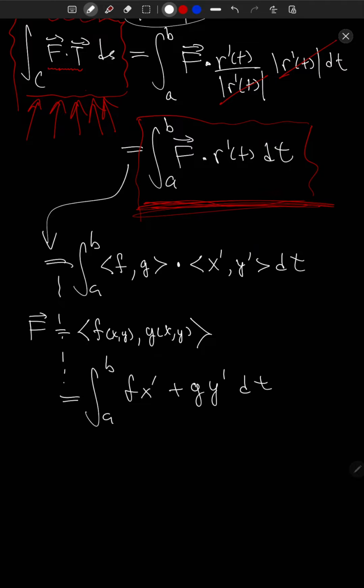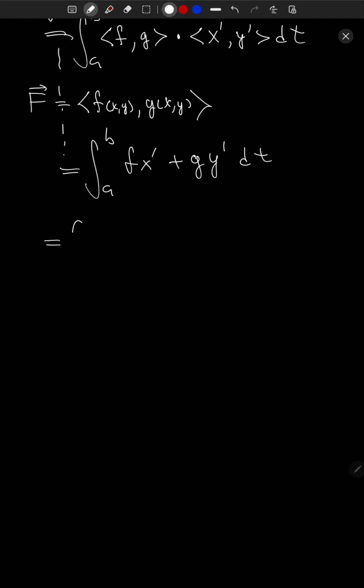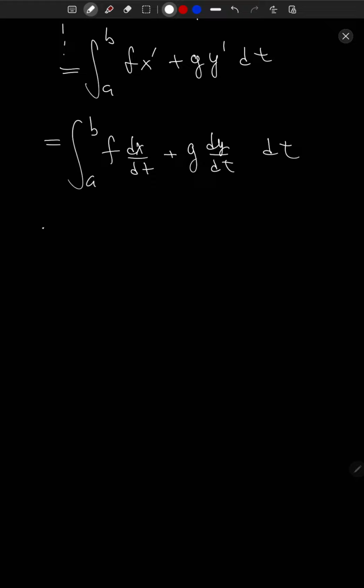Let me rewrite this. This is the integral from a to b of F dx/dt plus G dy/dt, and then the whole thing dt. Okay, nothing has happened. Nothing interesting has happened. But now here's a bit of notation.